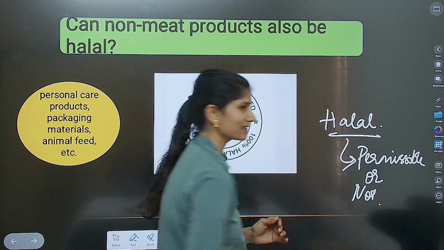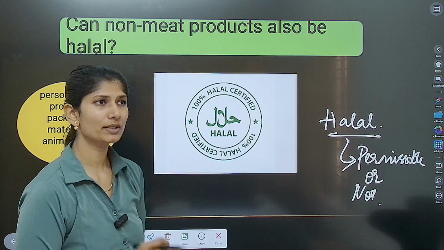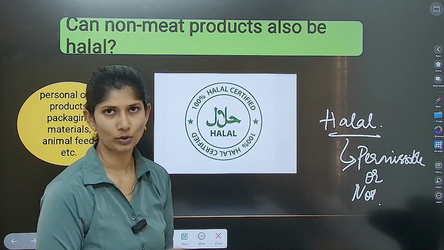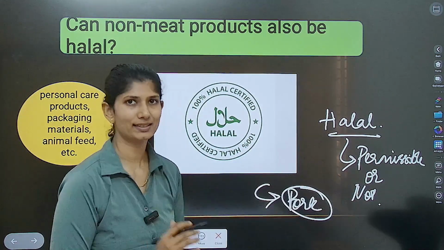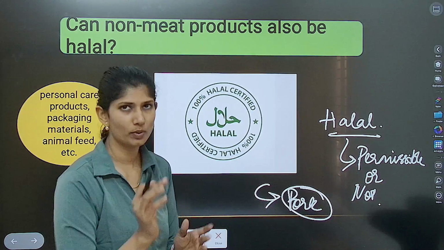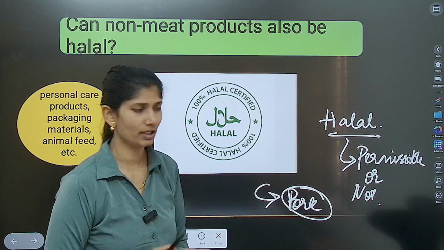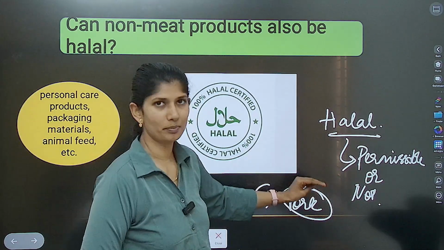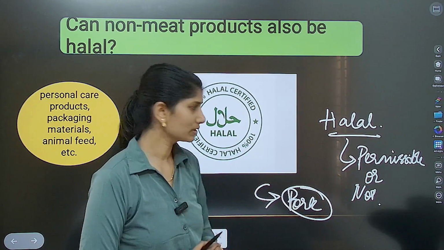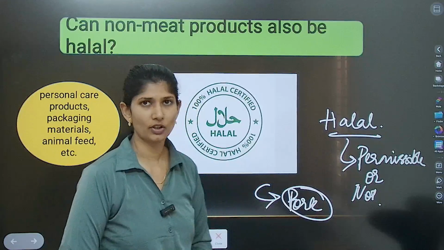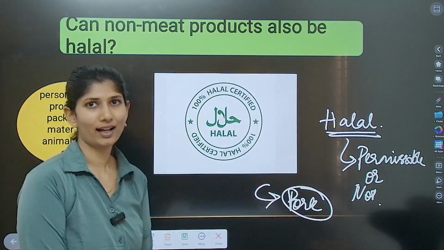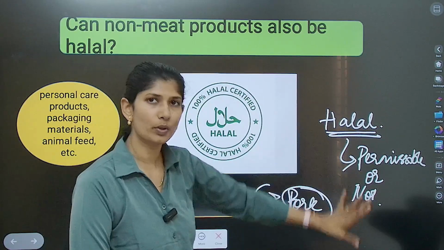For example, let's say medicines. Most times they will use animal fat to make the outer capsules. In Islamic dietary laws, pork comes under haram, which means it is not permissible. So if this animal fat is used to make your capsules, then that will not come under halal, that is not permissible. So even medicines need halal certification, just as to whether it is permissible or not.